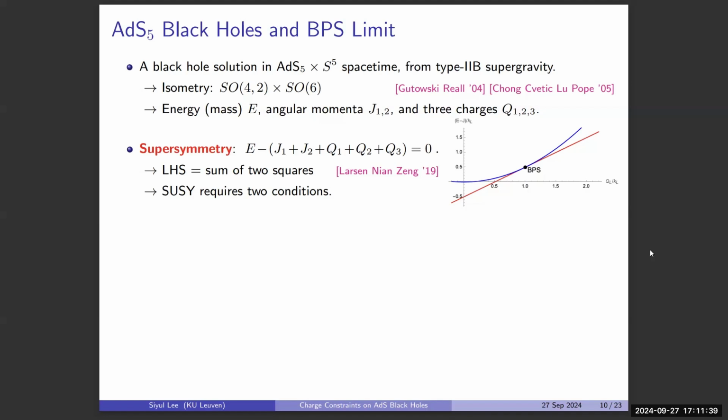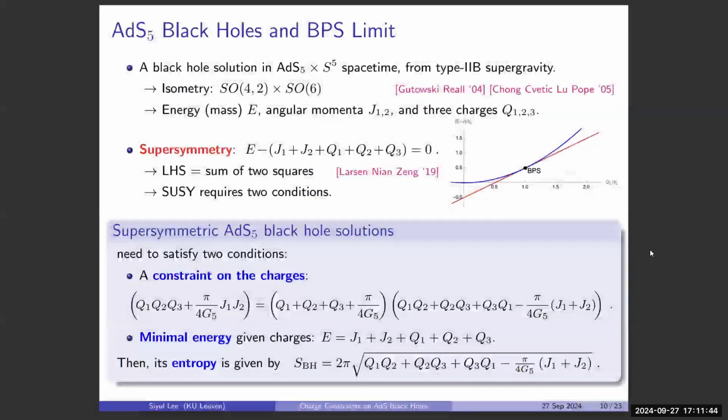So for the AdS5 black hole to be supersymmetric, it also has to satisfy 2 relations, and we have the same summary as we had for AdS3. First, for the black hole to be supersymmetric, there has to be a constraint on the charges, except that this time the constraint between the charges is much more non-linear and non-trivial than just QL equal to KL. And in addition, the energy has to saturate the BPS bound, the linear bound, which corresponds to the red line. Provided that these 2 conditions are met, the entropy of the black hole is given by this relatively simple formula.